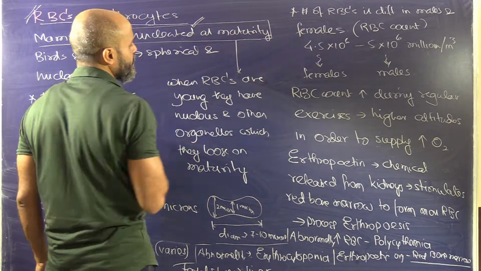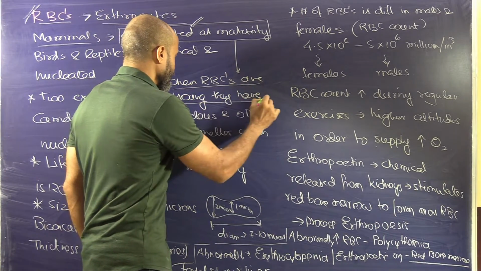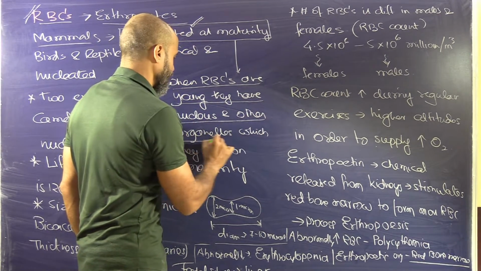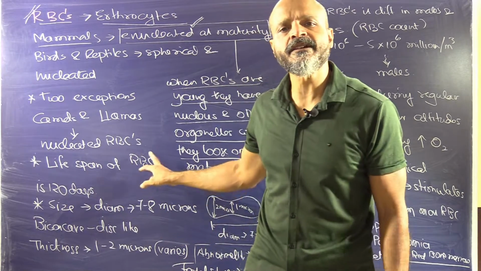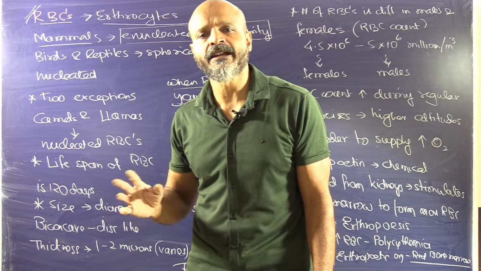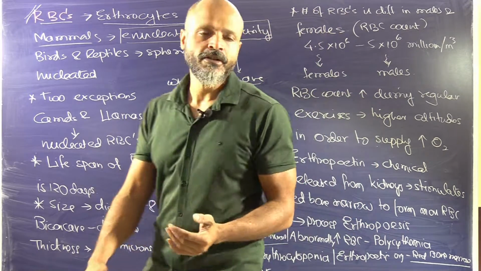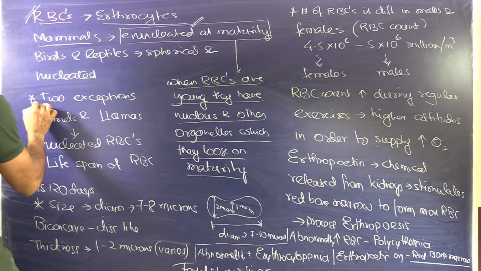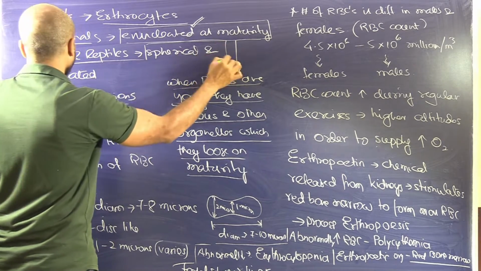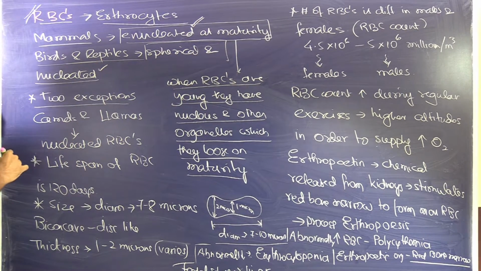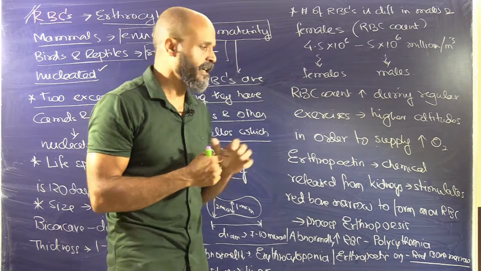Enucleated at maturity means that when RBCs are young, they have a nucleus and other organelles, which they lose on maturity. Now there are two exceptions to this. Birds and reptiles have spherical and nucleated RBCs, whereas mammals basically have enucleated RBCs at maturity.